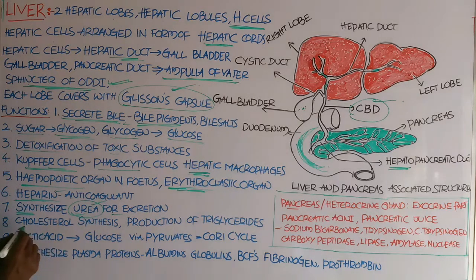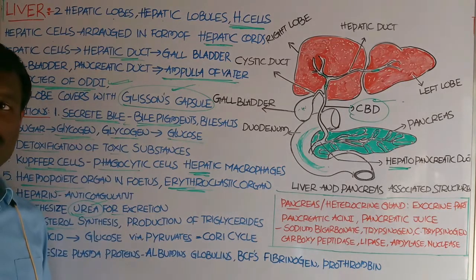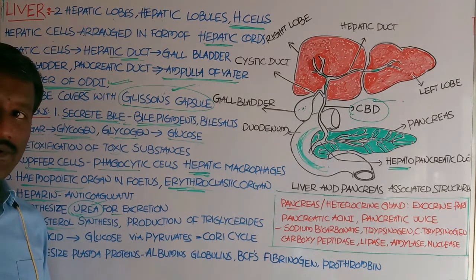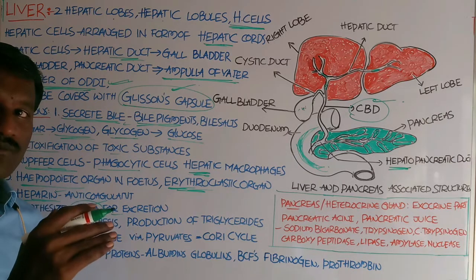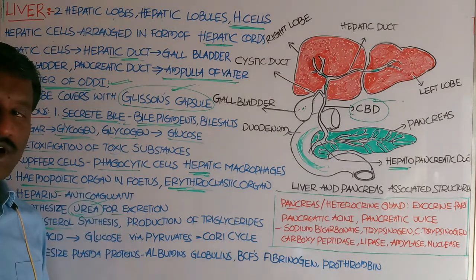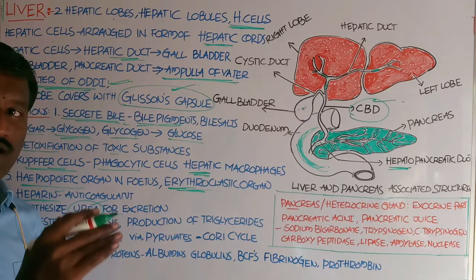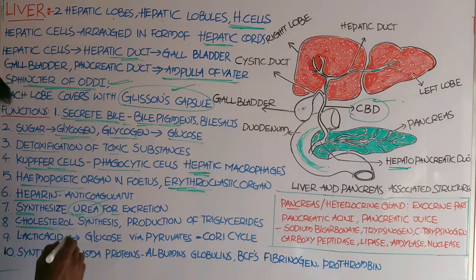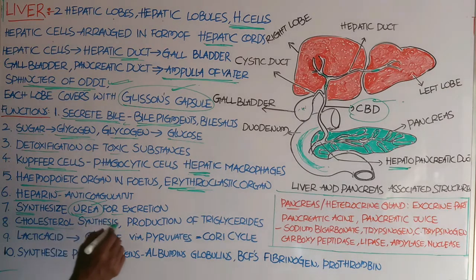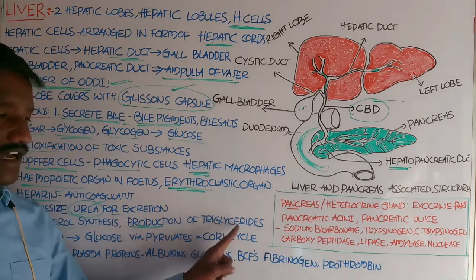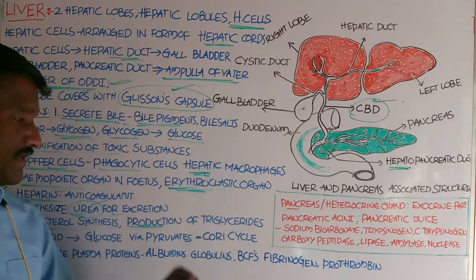And another, cholesterol synthesis. The liver also synthesizes cholesterol. Cholesterol helps in the synthesis of different types of hormones and vitamin D. The liver also produces triglycerides. Triglycerides are one type of lipid.